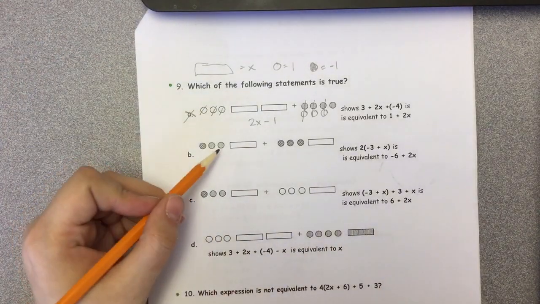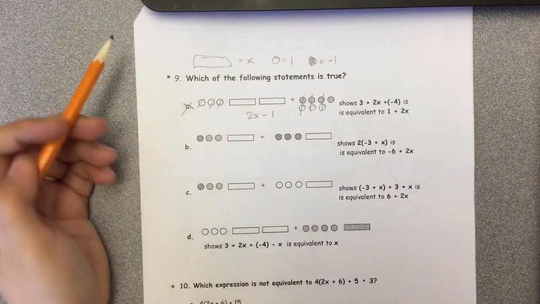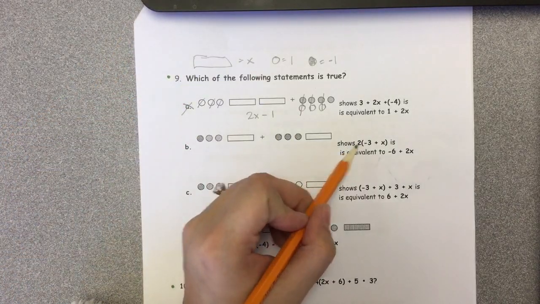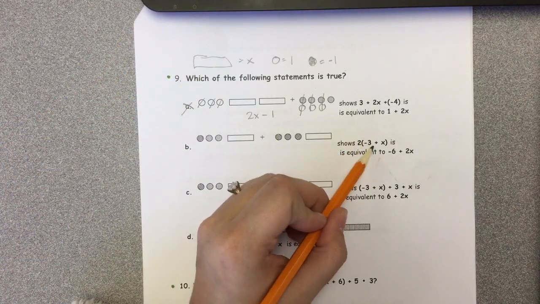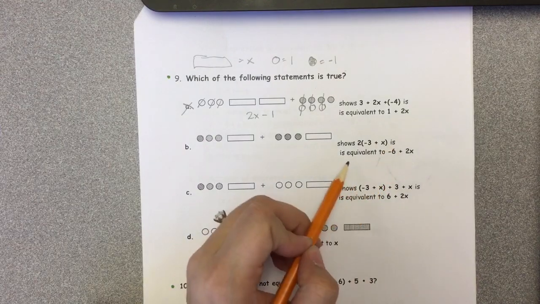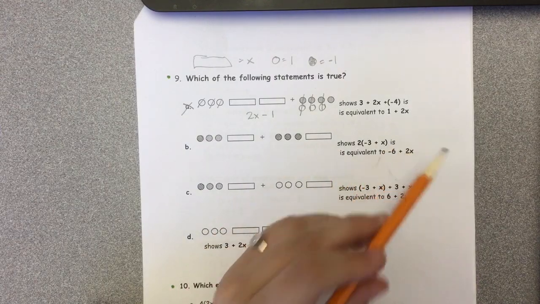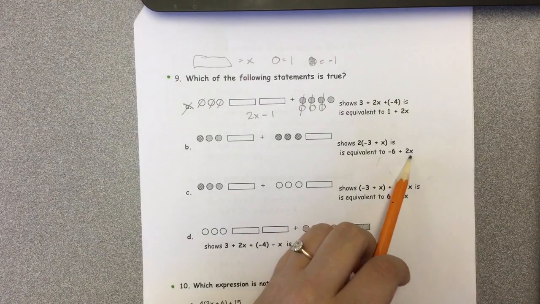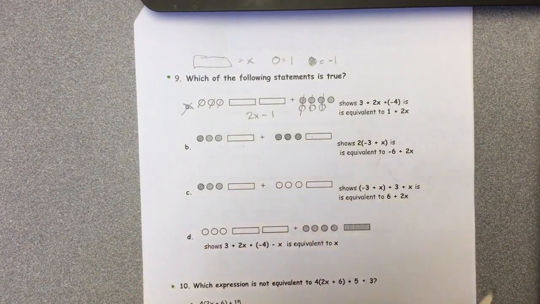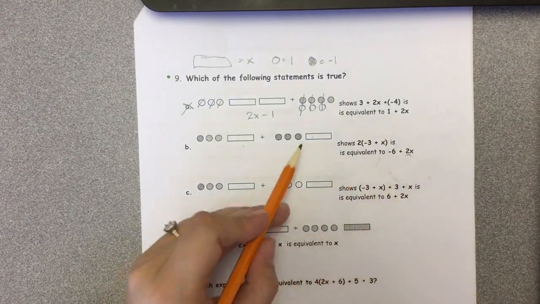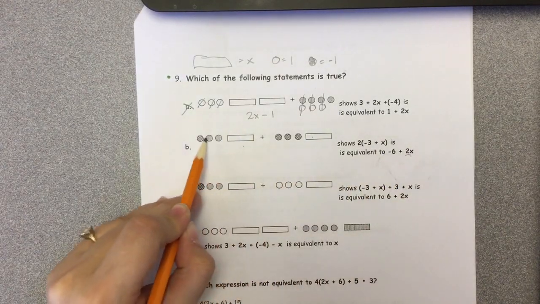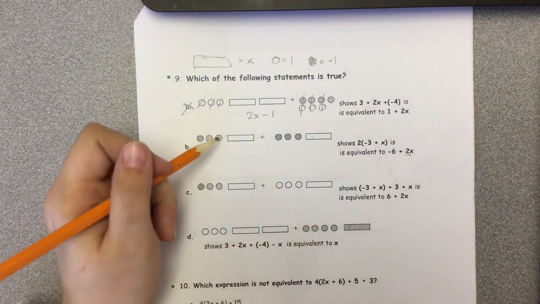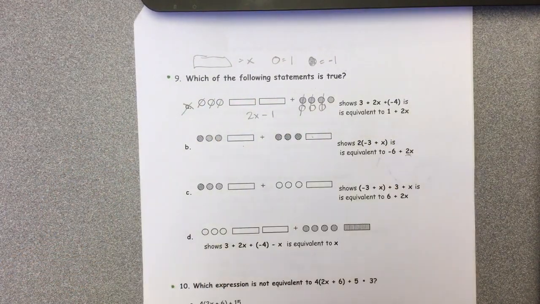All right, remembering what I just said about what everything represents, this says 2 multiplied by negative 3 plus x is equivalent to negative 6 plus 2x. How many x's do we have? 1, 2. Well, that matches here. How many negatives do we have? 1, 2, 3, 4, 5, 6. We have 6 negatives. We have 2 x's. So this is a possibility.